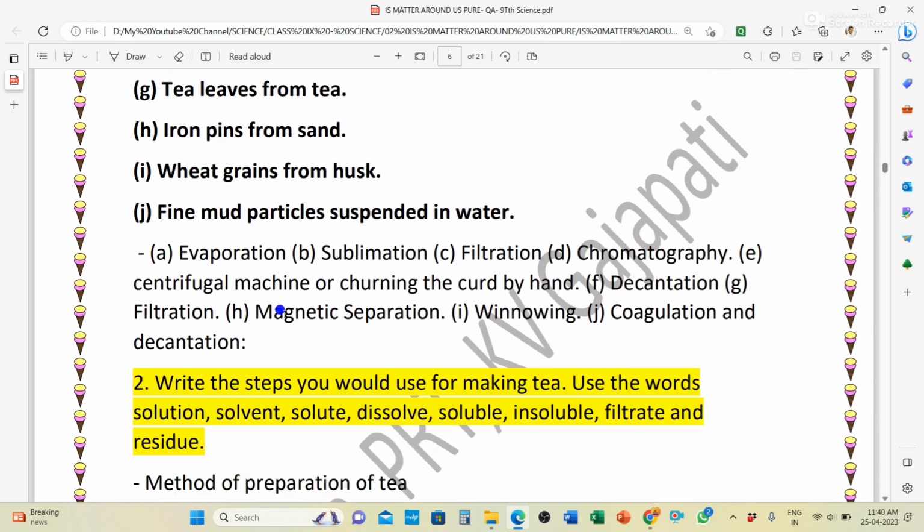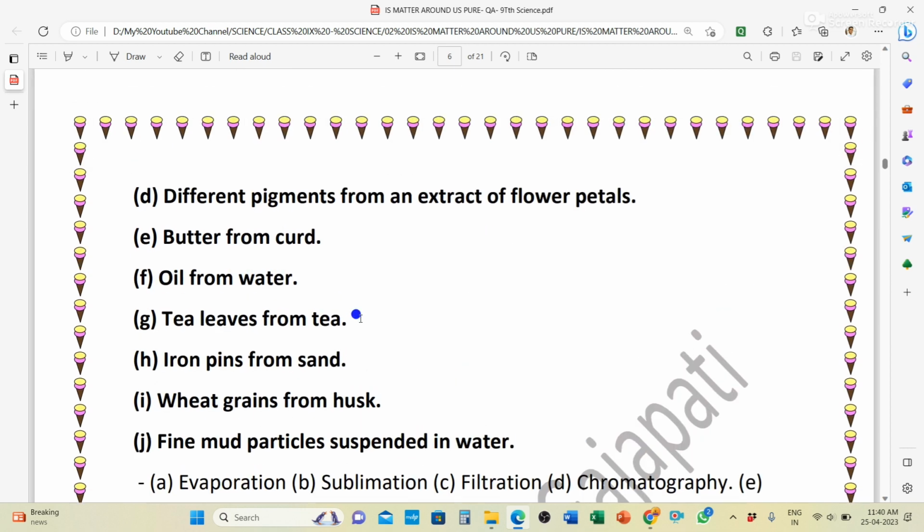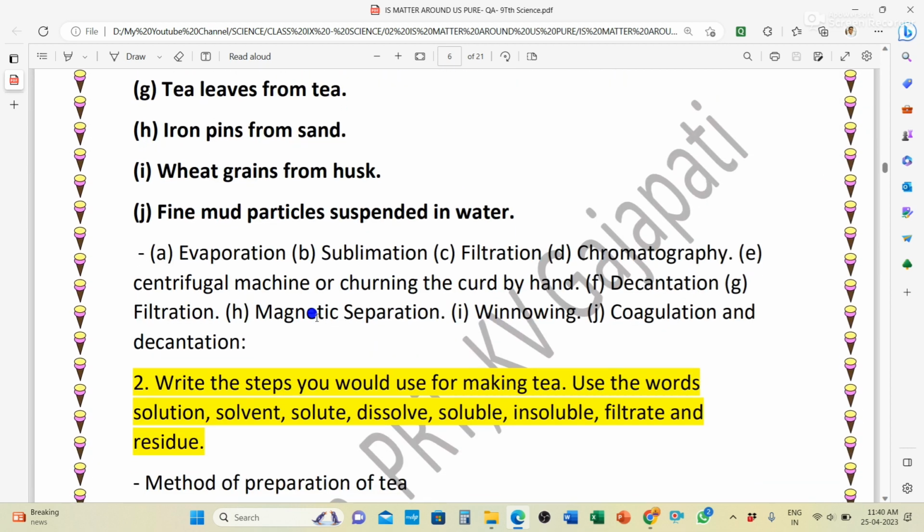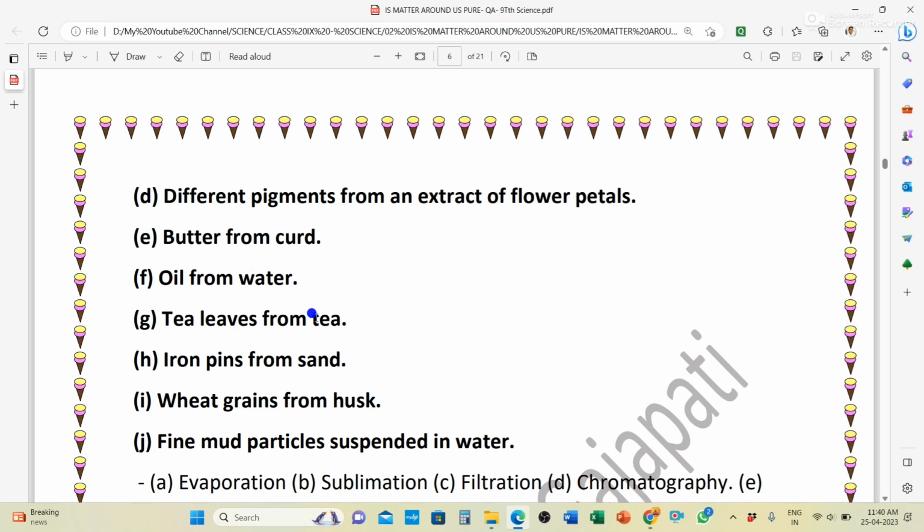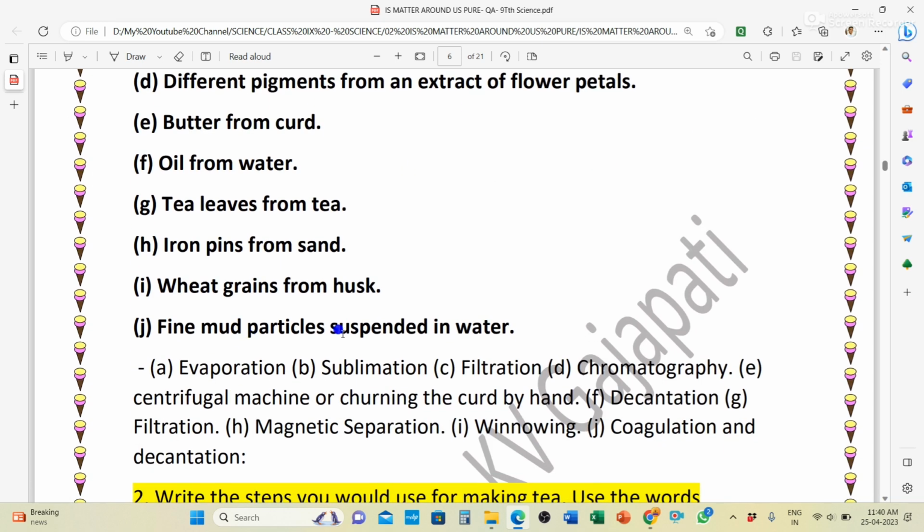For separating oil from water, we have to follow the decantation method, or we can, yes, by using a separating funnel, we can separate them. Then tea leaves from tea, here we have to follow the filtration method.